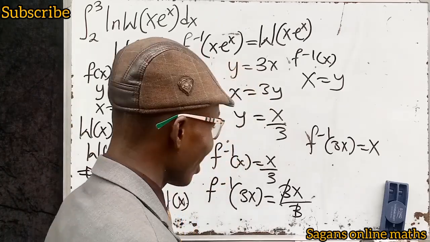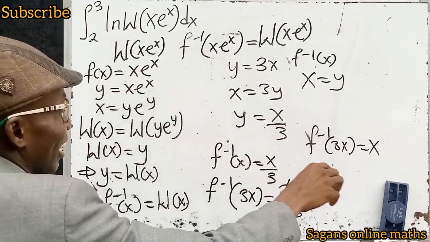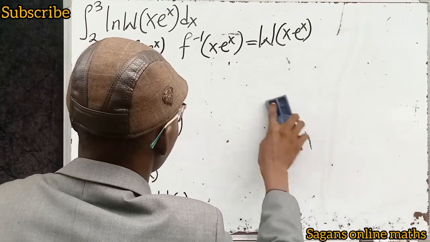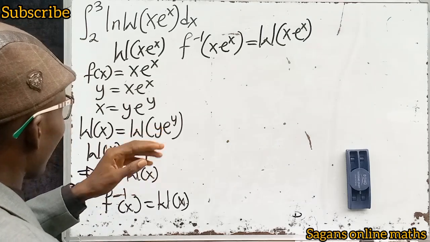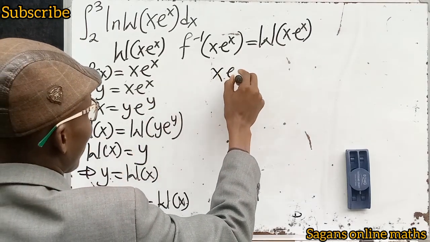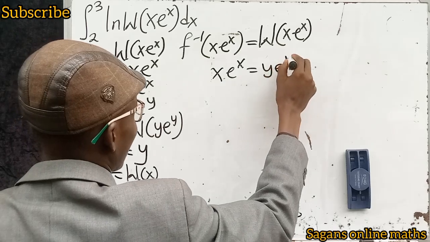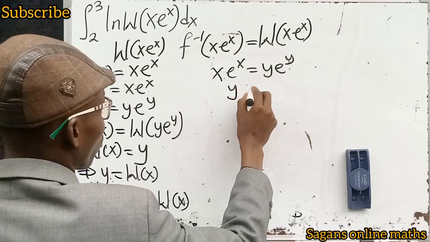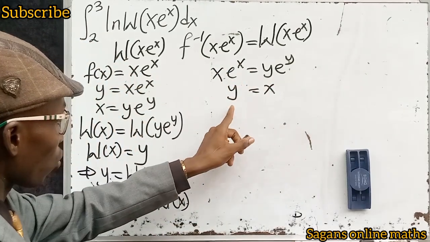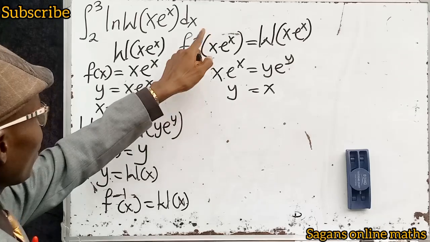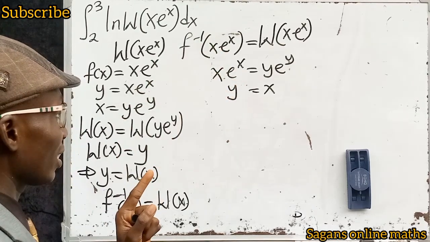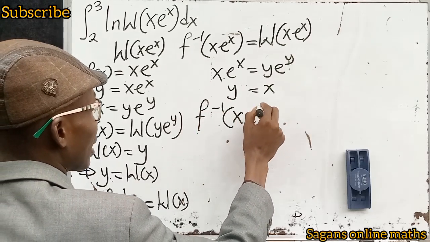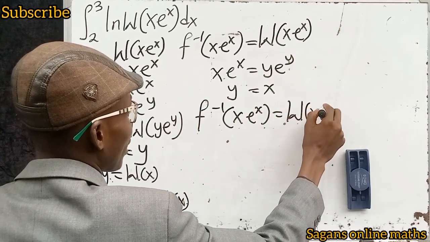Simple. Now from this we can do something here. Now that means from here, s multiplied by e to s is equal to y multiplied by e to y. It means that y is equal to x and s is equal to y. Now that means the inverse of the original function will just give us x. That means the inverse of the original function, which is s multiplied by e to x, is equal to the derivative function of s multiplied by e to x.